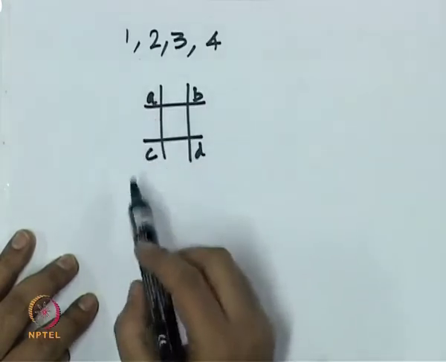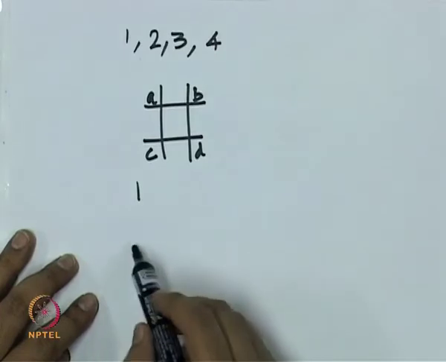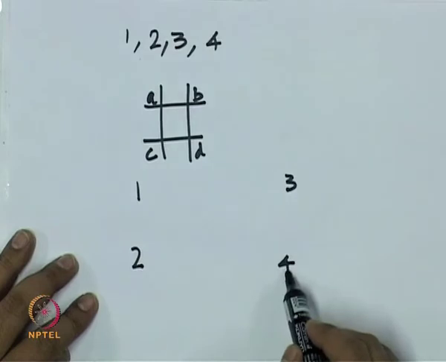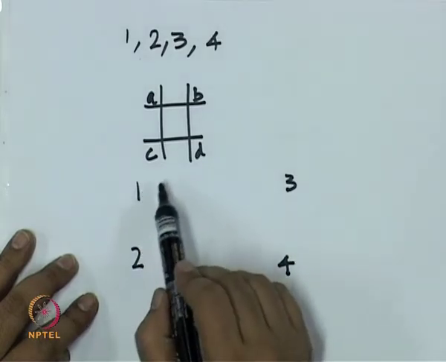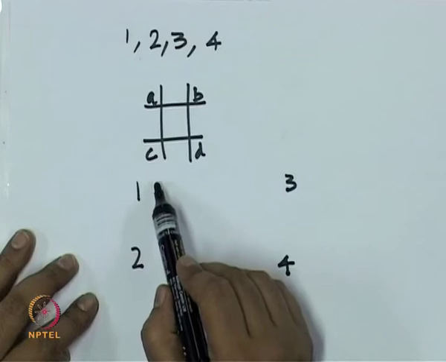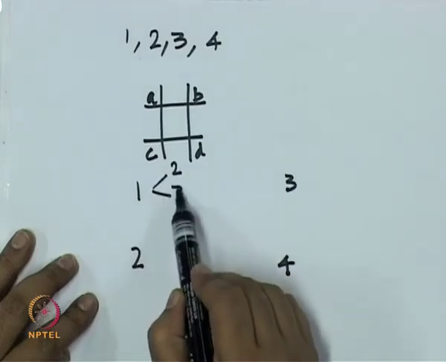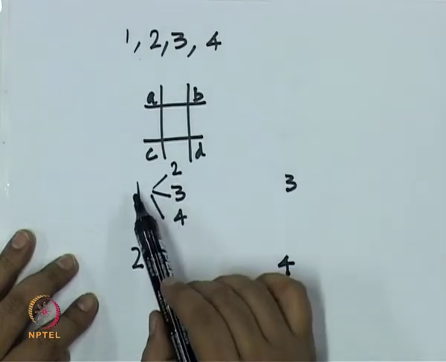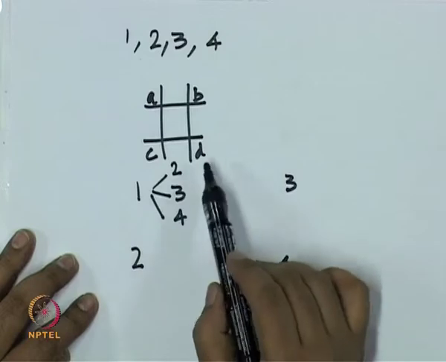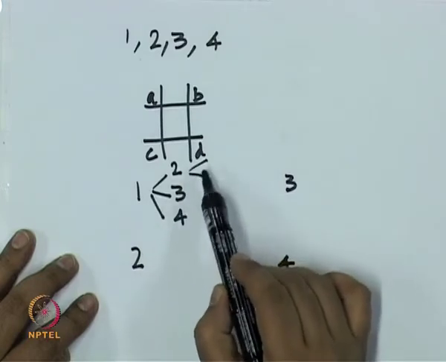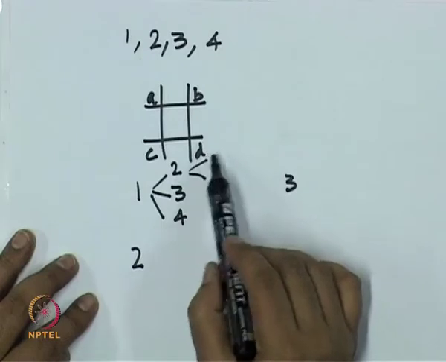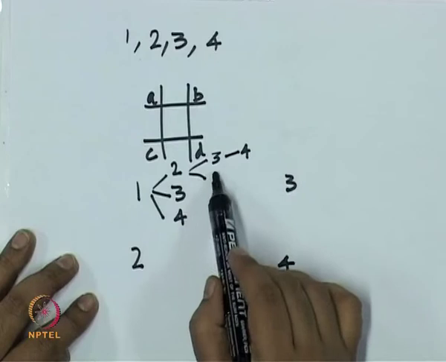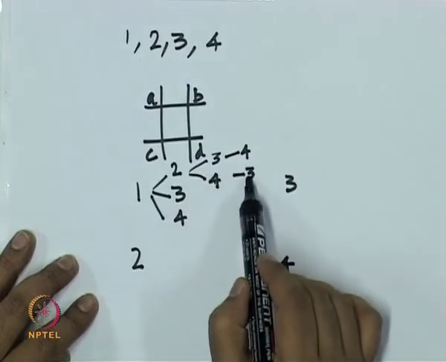For example, for A, I can choose 1, or I can choose 2, or I can choose 3, or I can choose 4. Once I have chosen 1 for the A site, for the B site, either I can choose 2, or I can choose 3, or I can choose 4. If suppose I have chosen 1 for A and 2 for B, then for C and D, there are 2 possibilities. So, one is where I choose this to be 3 and the other one is 4, the other one where I choose this to be 4, the other one is 3.